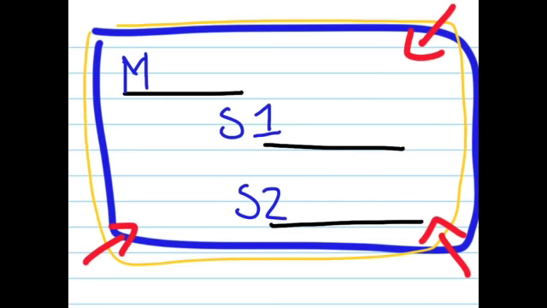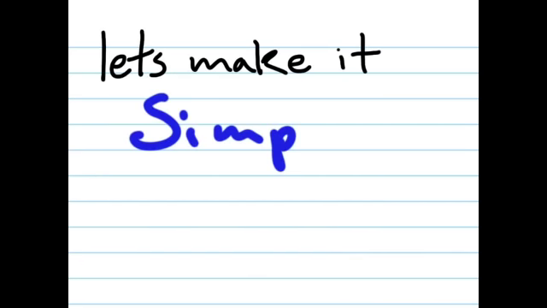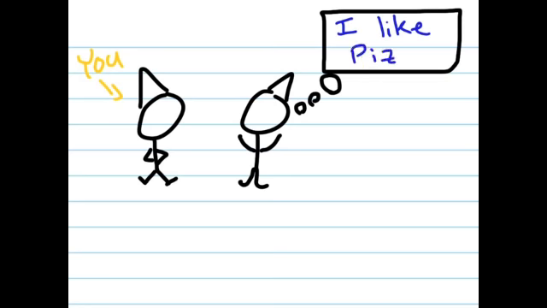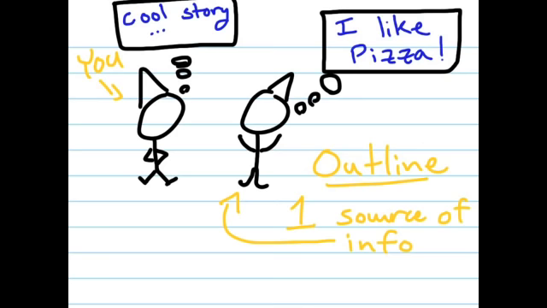The outline structure has this format. There's a main idea, and then you have supporting ideas or examples which support that main idea. Let me make it a little bit more simple. Let's say that you're at a party and someone is telling you something, a story, or that they like pizza. It'd be very, very easy to keep track of that information because it's coming from one source. For this kind of situation, we use the outline structure because there's only one source of information.